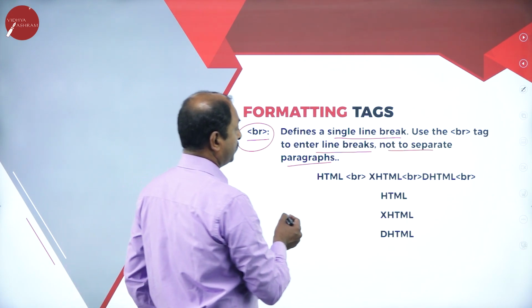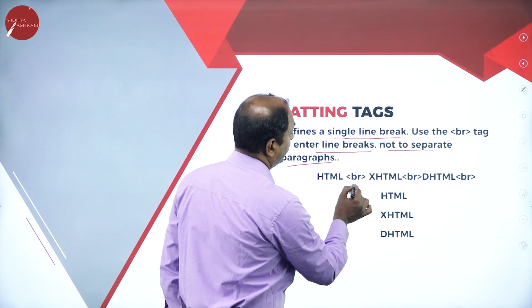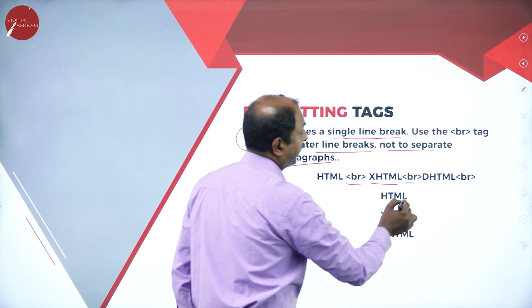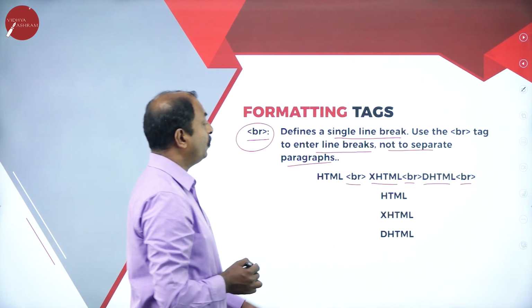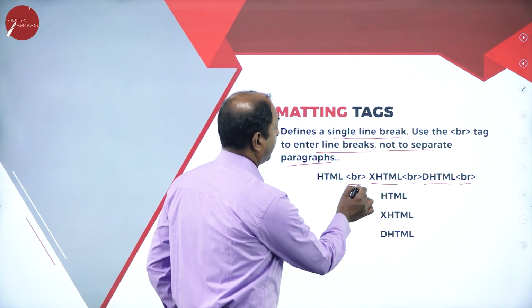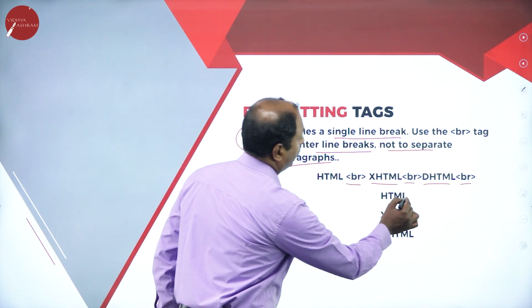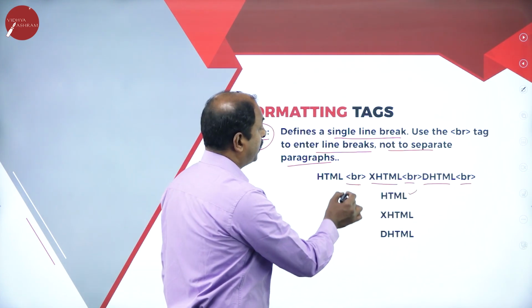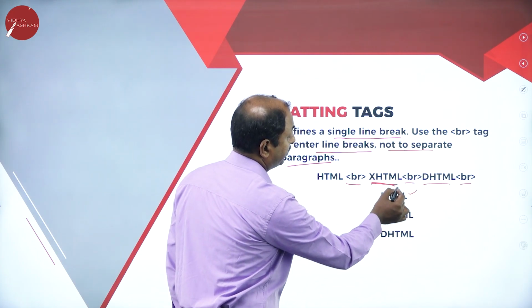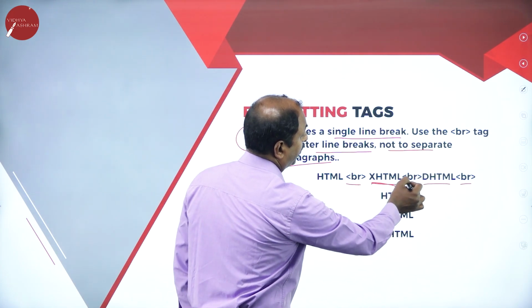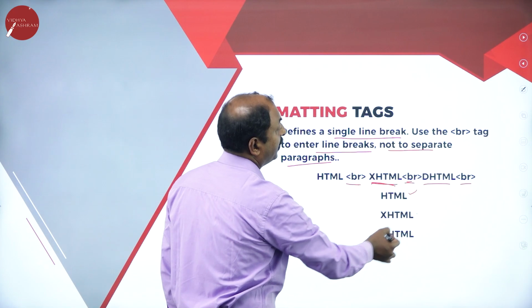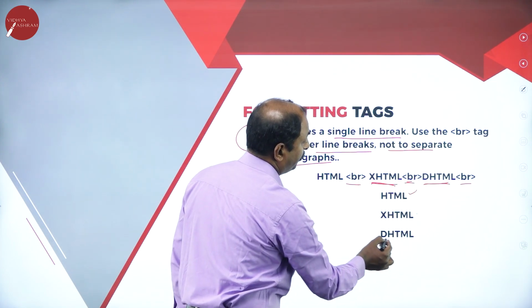Here, how do we use it? Look at the example: HTML, here one BR tag, XHTML, and this is a BR tag, next DHTML, BR tag. When you open it within a web browser, the BR tag acts as a line break. First it shows this information in the first line. Because of the BR tag, control goes to the next line, so this information appears in the next line. Similarly, because of this BR, control transfers from here to this point and the next information displays here.